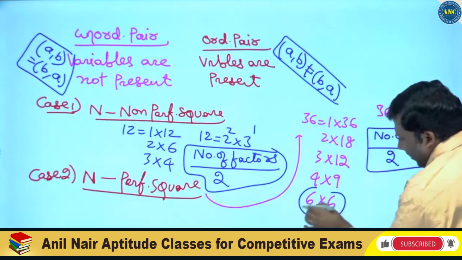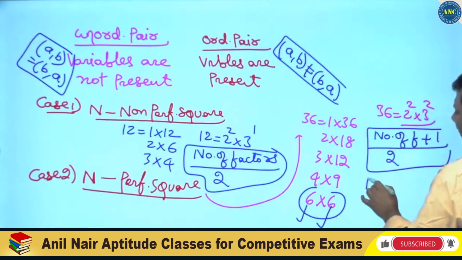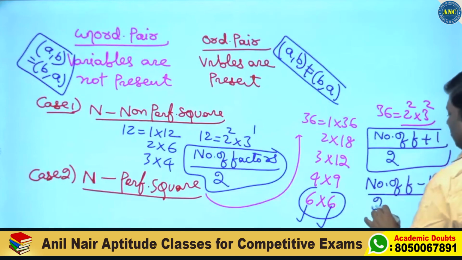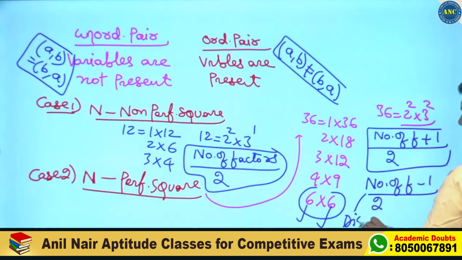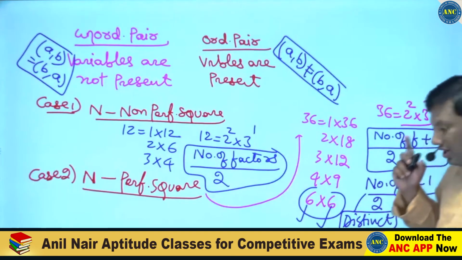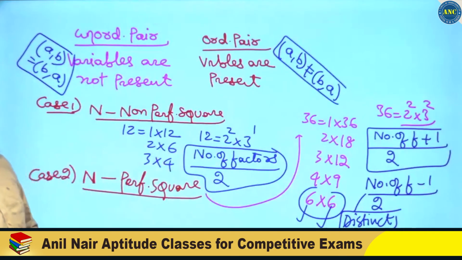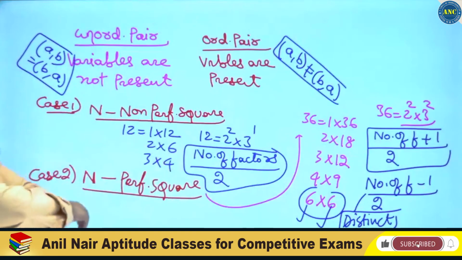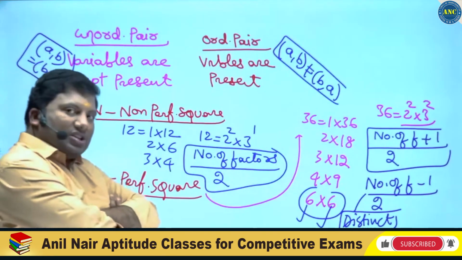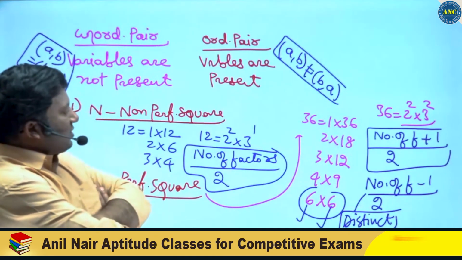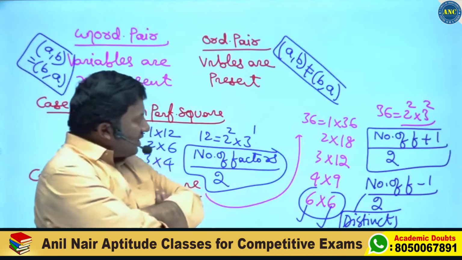In this case, both the factors are similar. If I want to eliminate this one, it is number of factors minus 1 by 2. If the question says distinct, distinct means both the factors should be different. If it is mentioned in the question that it is distinct, the answer is number of factors minus 1 by 2. If the word distinct is not present, then it is number of factors plus 1 by 2. I hope the idea is clear.